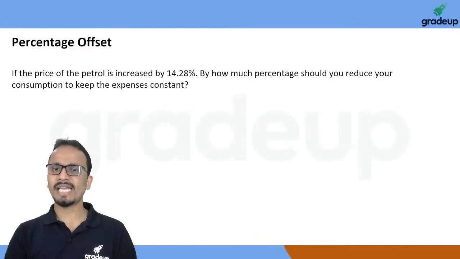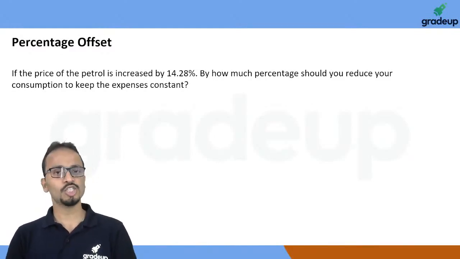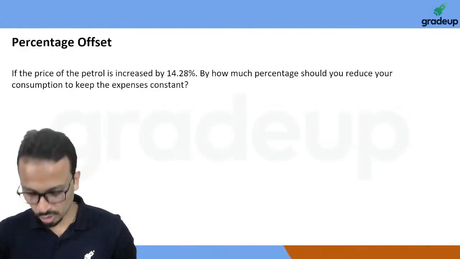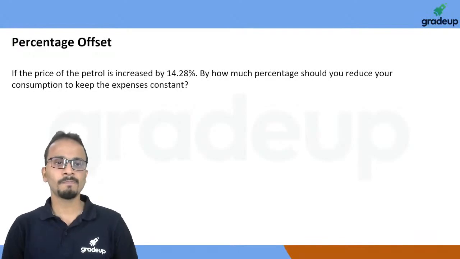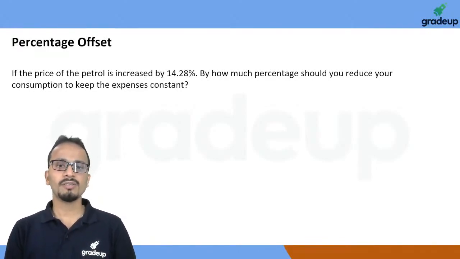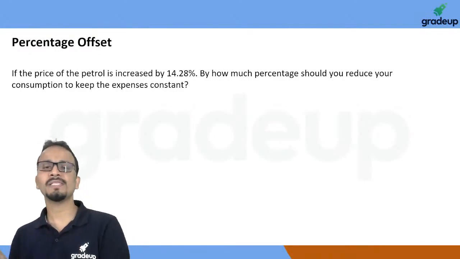So this is one type of question that we generally see in our examination. We'll end this session with this question. Let's spend some time on this. The question says that if the price of petrol is increased by 14.28 percentage, by how much percentage should I reduce my consumption to keep the expenses constant?